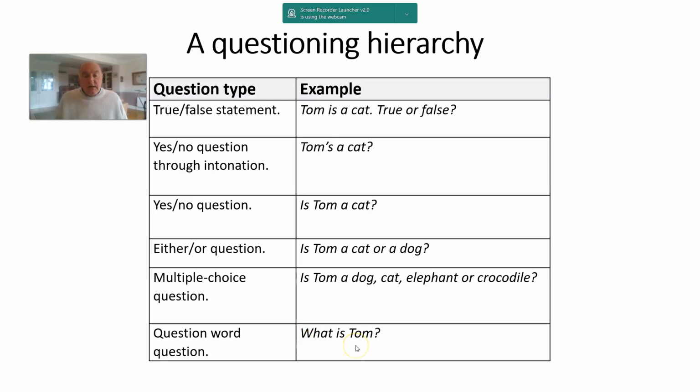And then the hardest sort of question is the question word question itself. What is Tom? And clearly that's harder from a student's point of view because they've got to retrieve the language, in this case cat, from their memory. It's not provided for them. So it needs to be there in long-term memory or held in recent working memory.